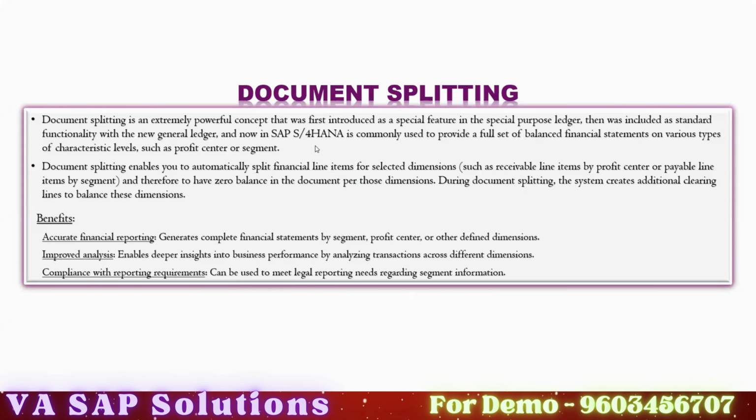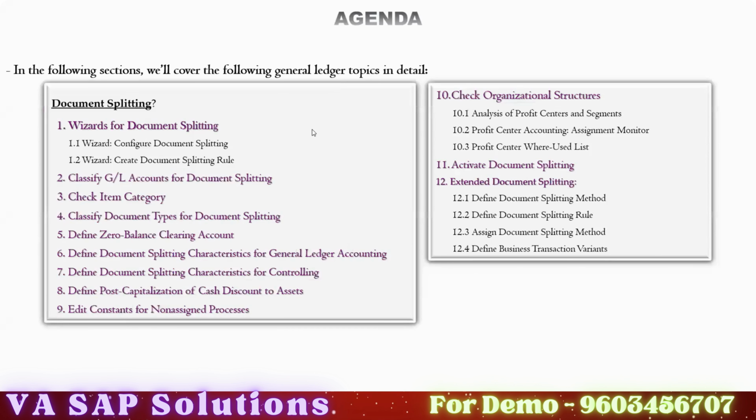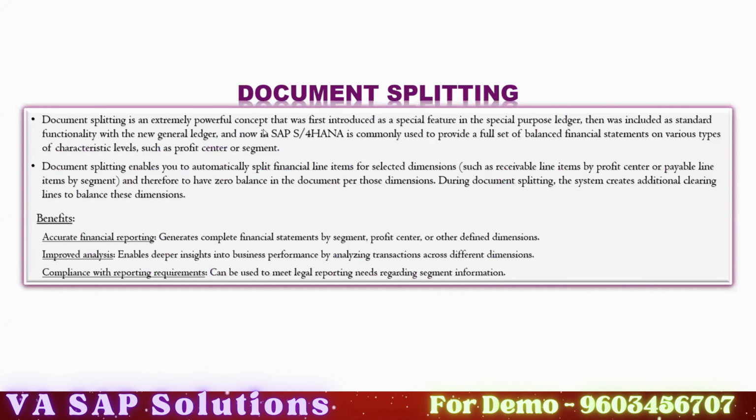Okay. So, what exactly is document splitting? Document splitting is an extremely powerful concept that was first introduced as a special feature in the special purpose ledger, then was included as a standard functionality with the new general ledger, and now in SAP S/4HANA is commonly used to provide a full set of balanced financial statements. So it is basically for accurate reporting purposes.